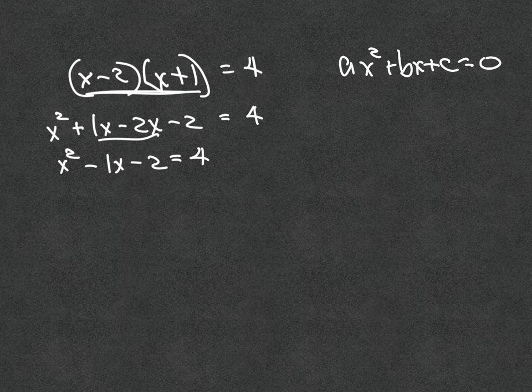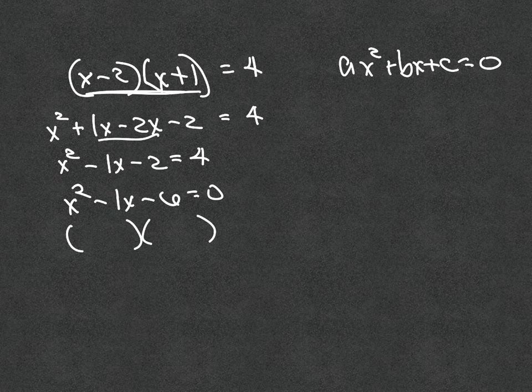Okay, so we have that. And then the next step, we're not going to do this yet. Before we do that, we have to get this over here. So this is equal to 0. Before we do anything, we've got to set it equal to 0. So I subtracted 4 from both sides. Now I can make my parentheses and make that equal to 0.